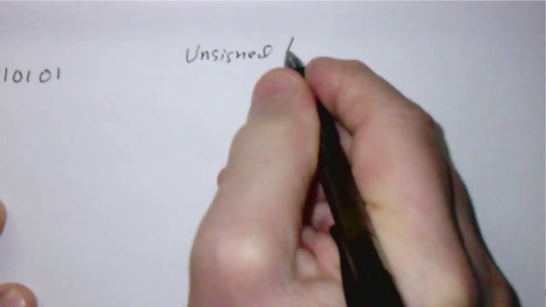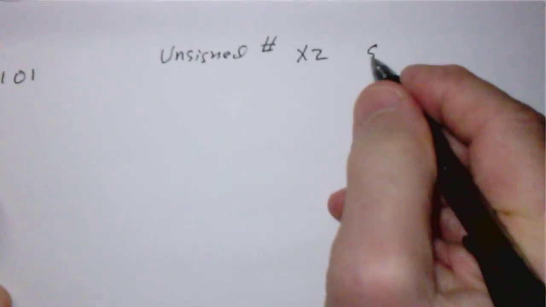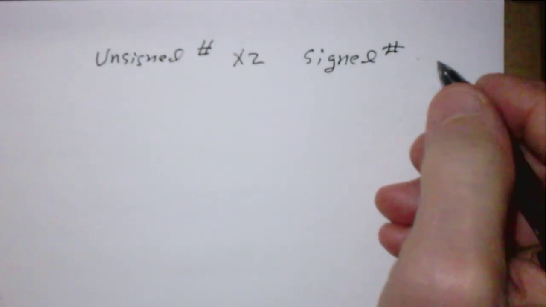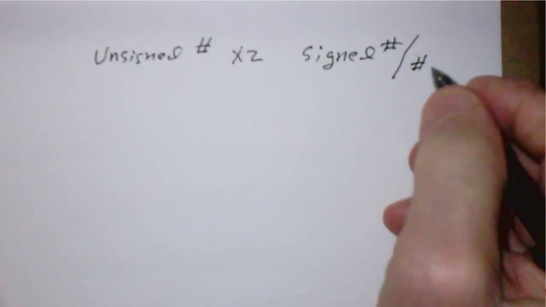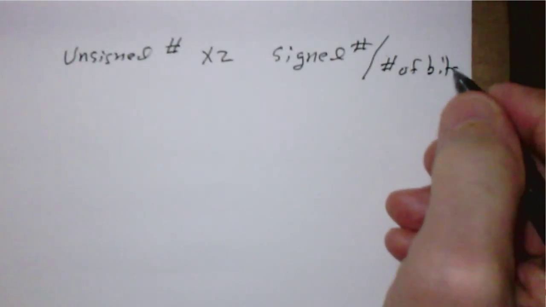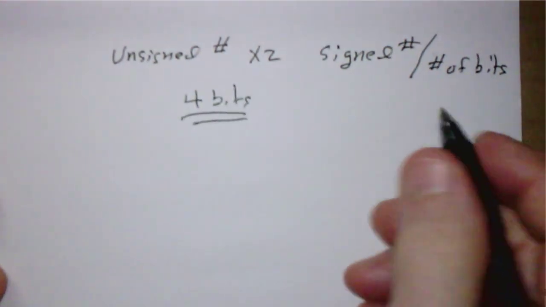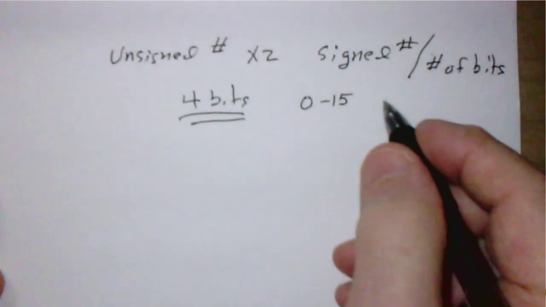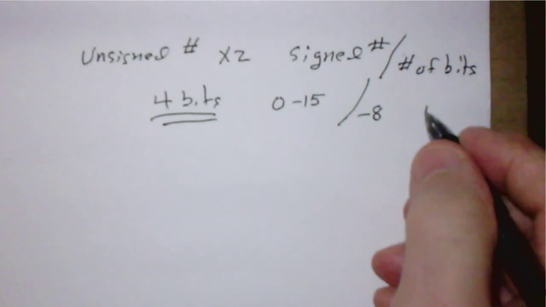So remember, an unsigned number can be twice as big as a signed number for some number of bits. So let's say we have 4 bits. In 4 bits, our unsigned number can vary from 0 to 15. But our signed, we can go from minus 8 all the way to plus 7.